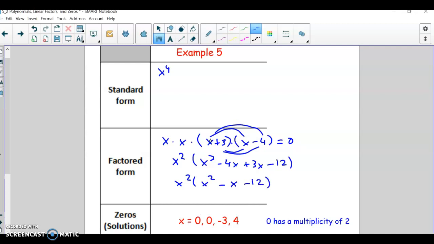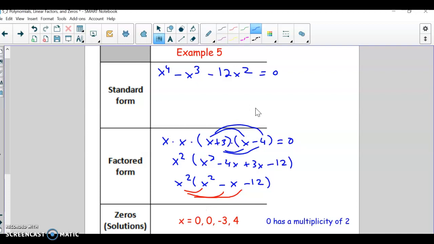And now that we're here, we don't need to draw a grid. You can if you want, but it'd just be a 3x1 grid because all we have to do is take x squared times all those parts. So if we do that, we'll get the x to the 4th, and then x squared times -x would be -x cubed, and then -12 times x squared would be -12x squared, right? And that would be our standard form polynomial that has these solutions.